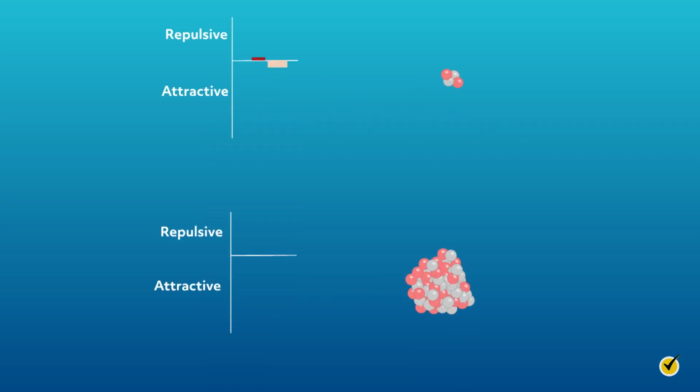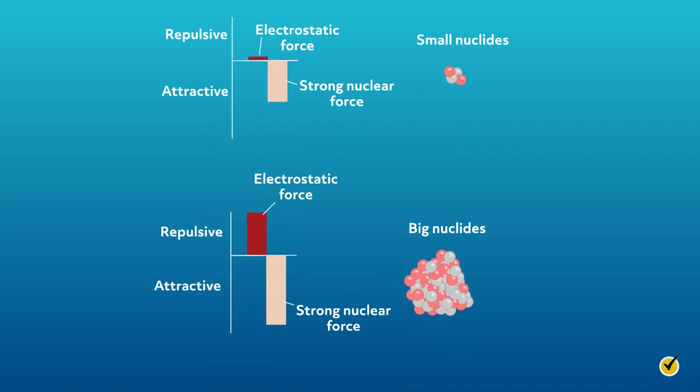So as a nucleus gets larger, the repulsive electrostatic force begins to match the strong nuclear force. In other words, the force pushing the particles away from each other becomes similar in magnitude to the force keeping the particles together. As a result, large nuclei are unstable and spontaneously break apart.